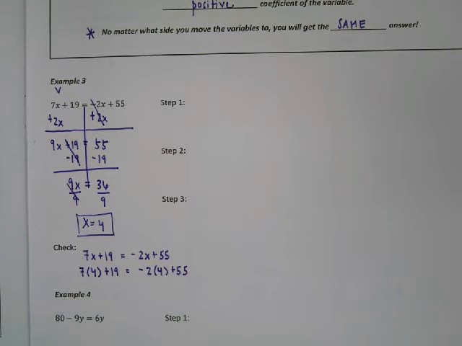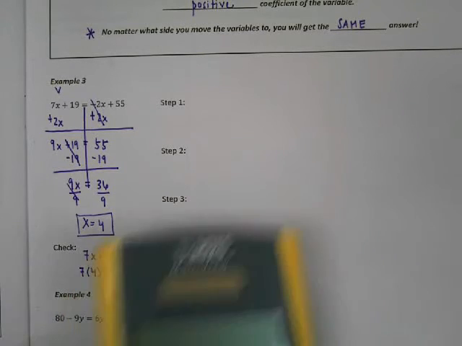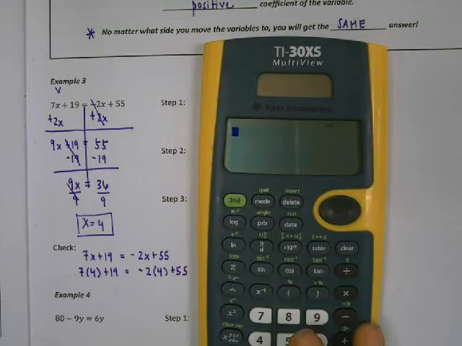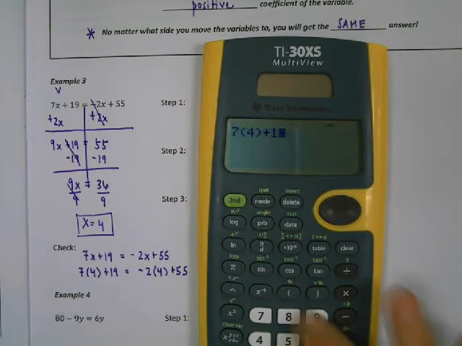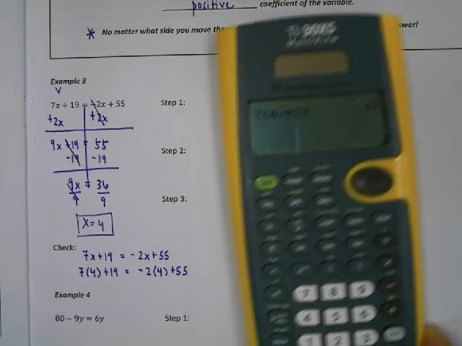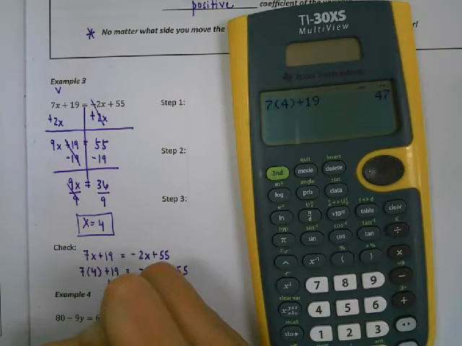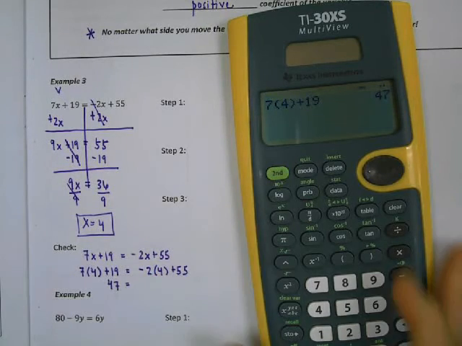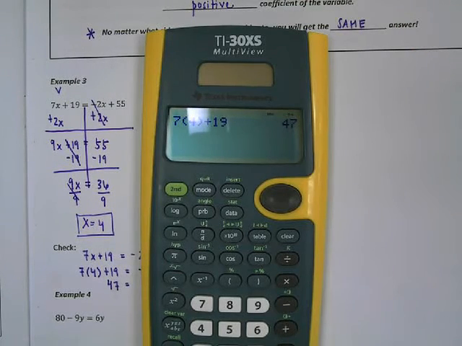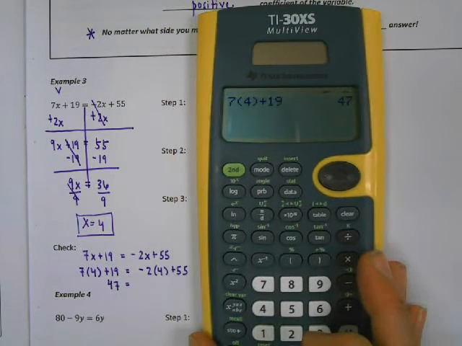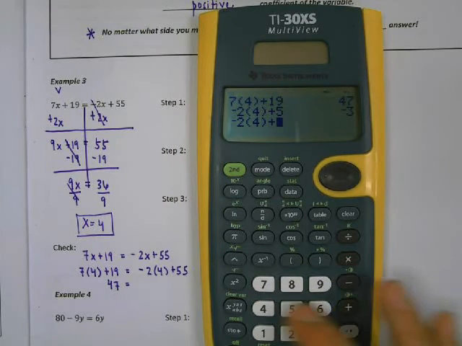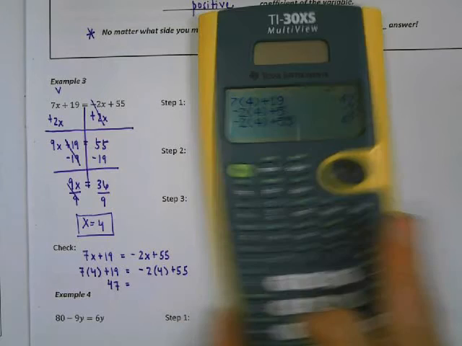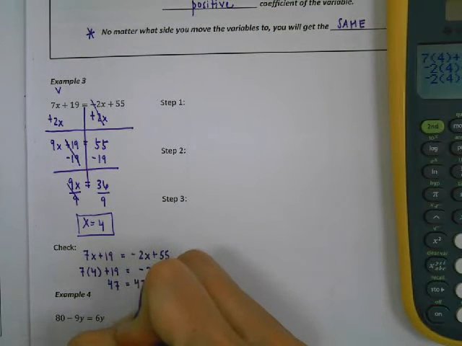Okay, and now we're going to use our calculator. I'm going to enter it exactly as it is on my paper. So here's my calculator. I have 7 times 4 plus 19. So my left-hand side is equal to 47. And we hope, if we did this correctly, our right side should equal the same thing. So I'm going to do -2 times 4 and then plus 55. Whoops. -2 times 4 plus 55 is also 47, so our answer checks out.